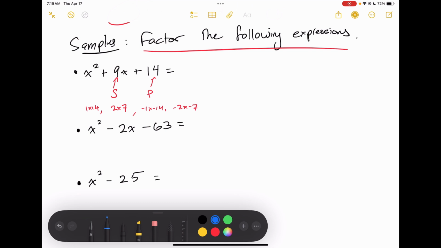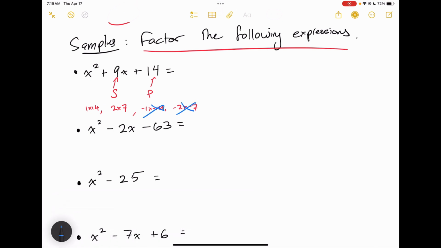You can probably look at some of these and think they're just straight up impossible right out of the gate. Our sum is 9, which is positive. So it's unlikely, impossible, that negative combinations are going to give it. So negative 1 and negative 14 and negative 2 and negative 7 are definitely not the answers. That leaves 1 and 14, whose sum is 15, and 2 and 7, whose sum is 9, to work. In this case, we fortunately have 2 and 7 that work.